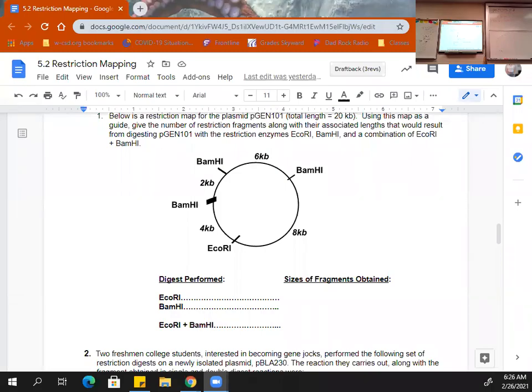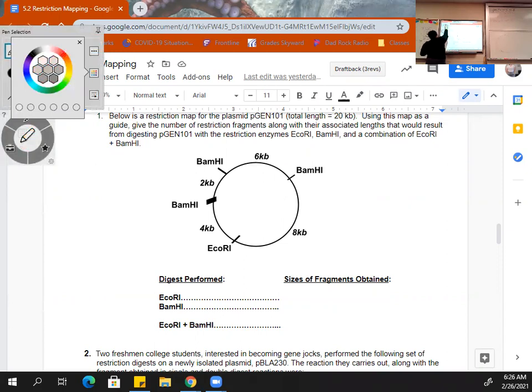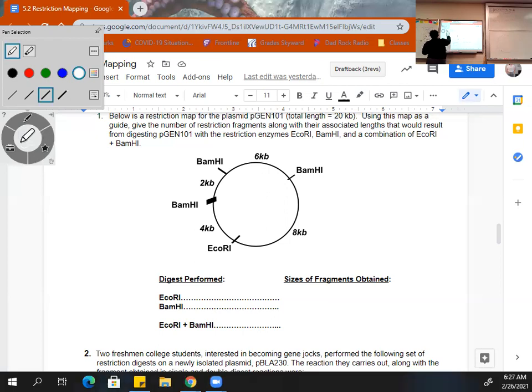Okay, so in this video, I'm going to go through the restriction enzyme method. For this first problem, they ask you to give the lengths of each of the fragments that are obtained. When we are looking for the EcoRI lengths, we are going to pretend that the BamHI sites are not there. So we're just going to ignore them.